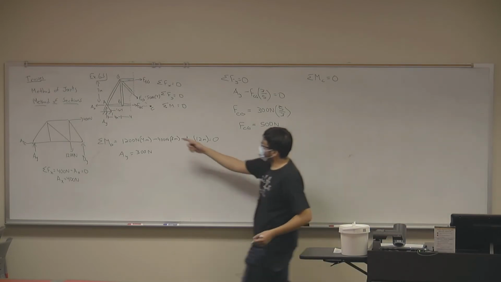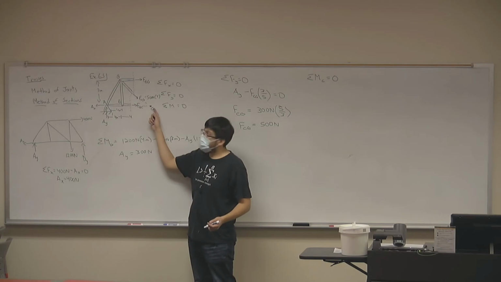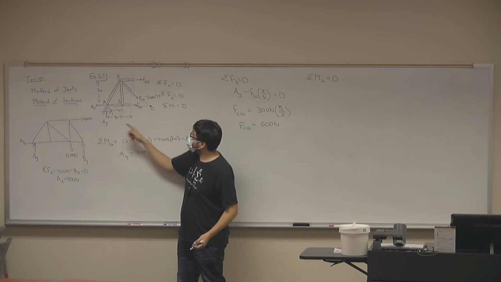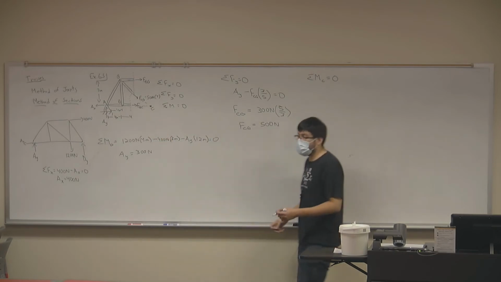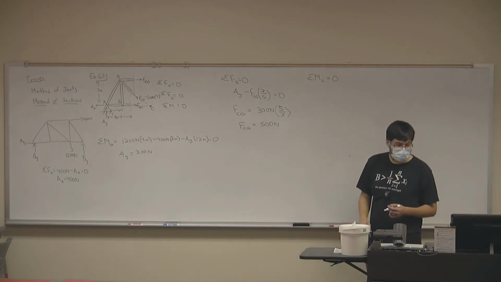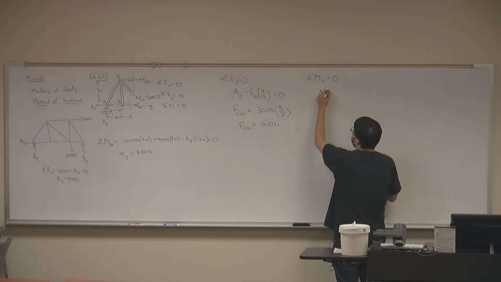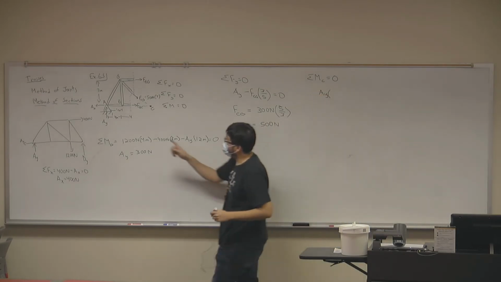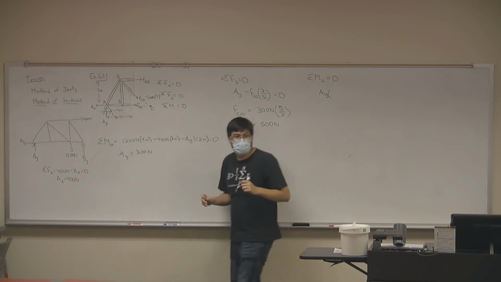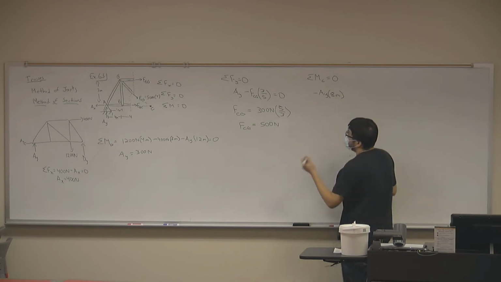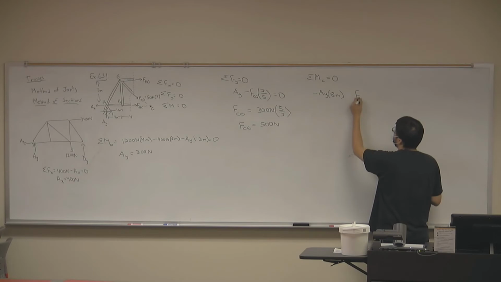Notice that this force cancels out, no moment. This force cancels out, no moment. This X force cancels out, no moment. So what forces do I have causing rotation about point C? Okay, so I have AY multiplied by the distance between A and C, which is 8 meters. Is that a positive moment or a negative moment? Negative. Okay. And then I have a force, EG, multiplied by what distance?